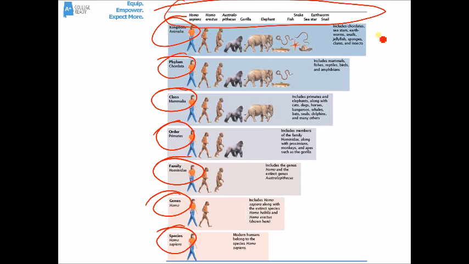As you can see, we start at the most inclusive category, which is actually domain. And then as we go down, the number of organisms in each taxa gets less and less because the organisms in those groups are becoming more and more related.